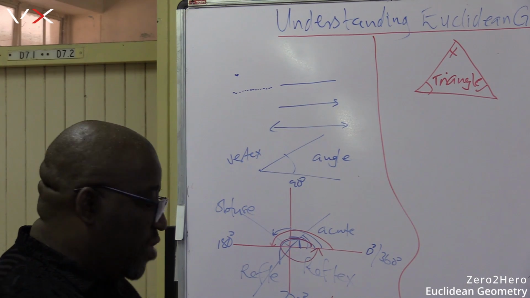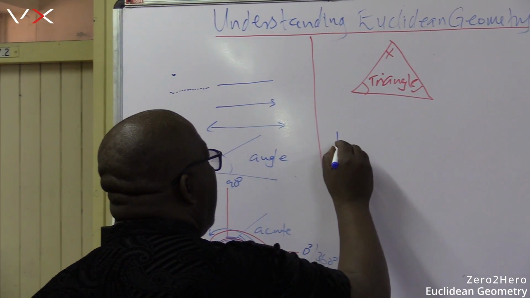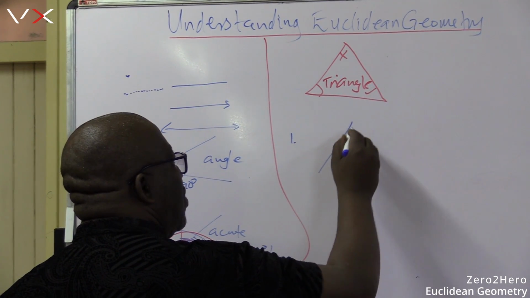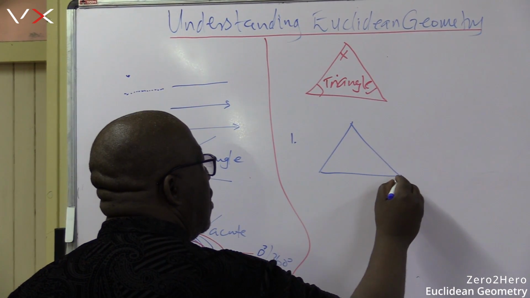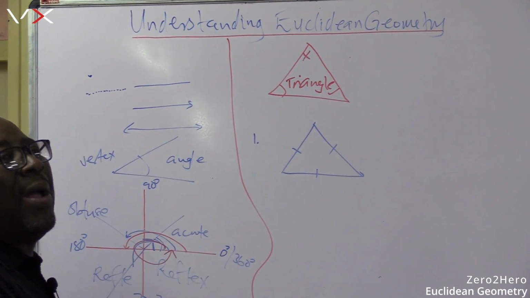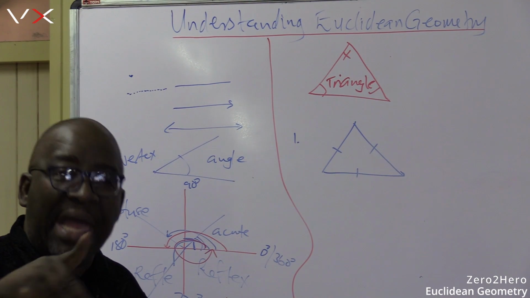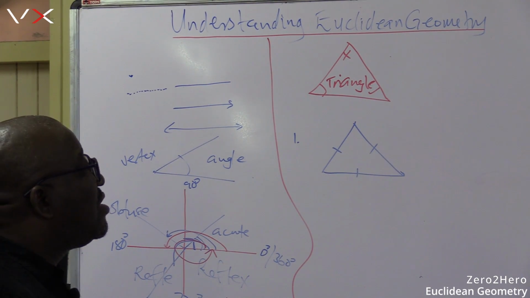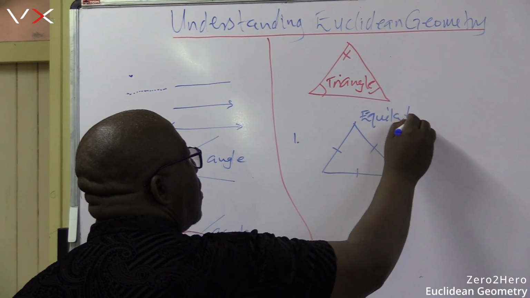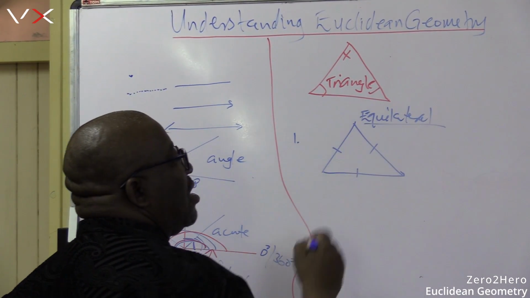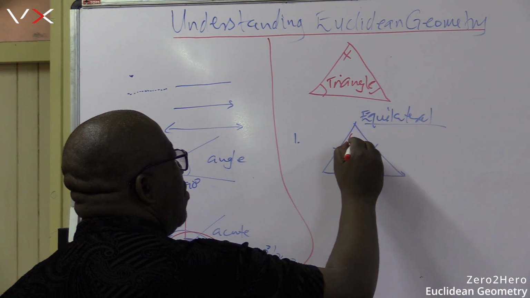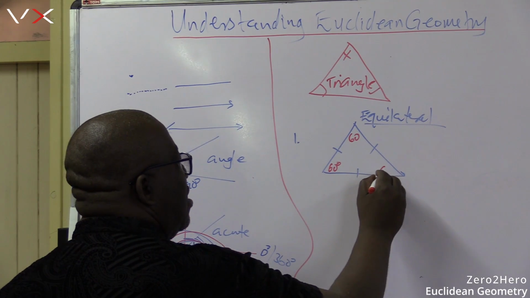I said we've got 6 types of triangles. Let's quickly look at them. Number 1, let's look at this one. If this side is the same as this side, the same as this side, equal sides, equilateral. Lateral means sides, so equal sides. This triangle is called an equilateral triangle, simply equal sides. Now, if the sides are equal, then the angles will also be equal. This is 60, this is 60 degrees, this is 60 degrees.